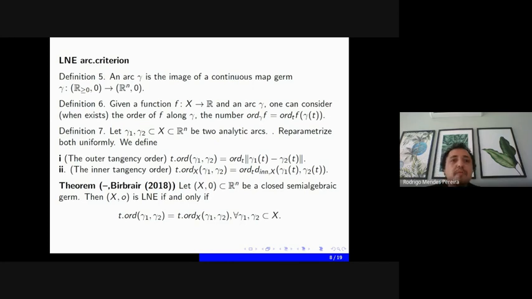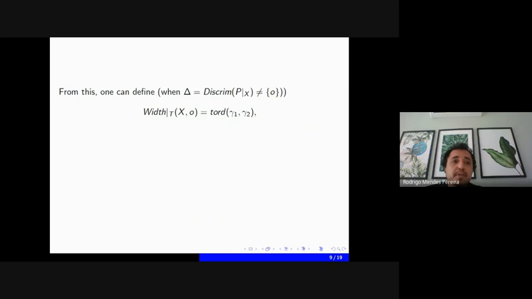Okay, let's continue. From this, we can define the following objects in the same setup. You have a parameterized surface. You suppose the surface is flat. Suppose you have a generic projection, and suppose that the discriminant is not just zero. Then you can define the width of X with respect to some triangle in the plane as the contact order of the boundary arcs of this triangle, when these arcs are contained in the discriminant of the projection.